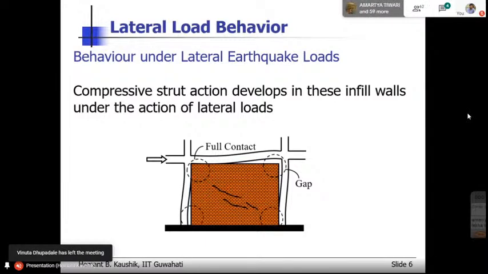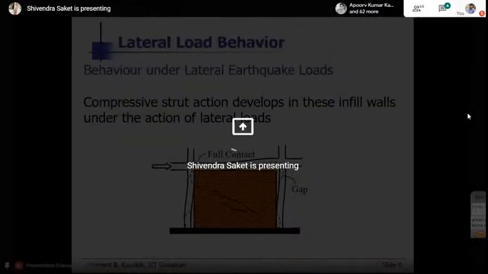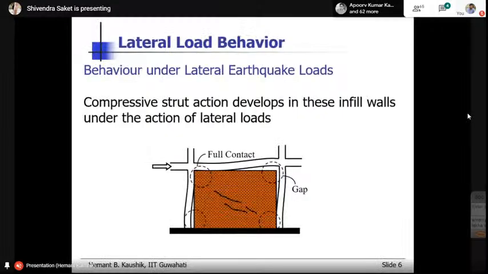So there will be some gaps between the infill wall and the frame, and some part will be in contact. Now, this contact area between the RC frame and the masonry infill wall governs the load transfer path from frame to infill. So now you can realize that when the lateral load is, let us say, 0 on the frame, if you think that there is a perfect contact between the infill wall and the frame, then you are wrong.